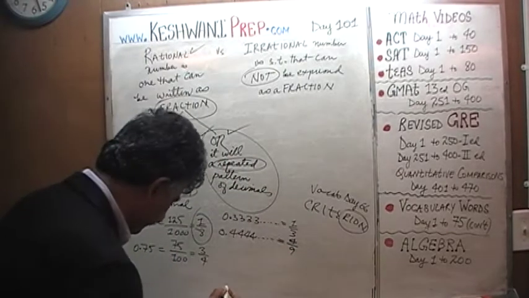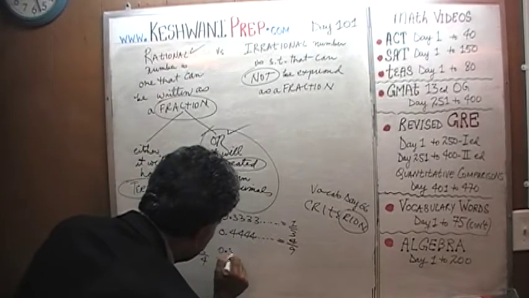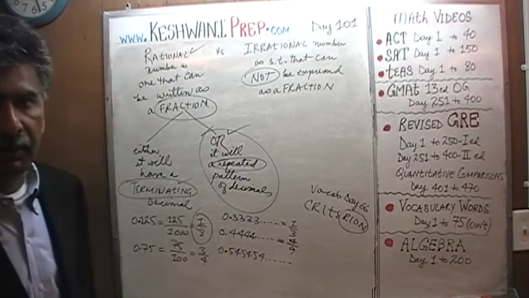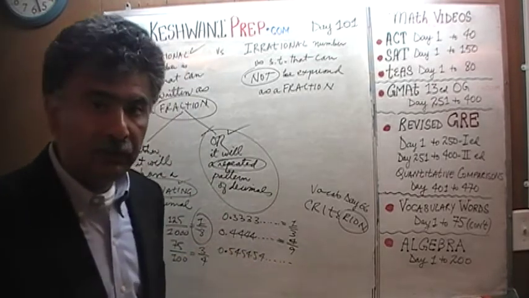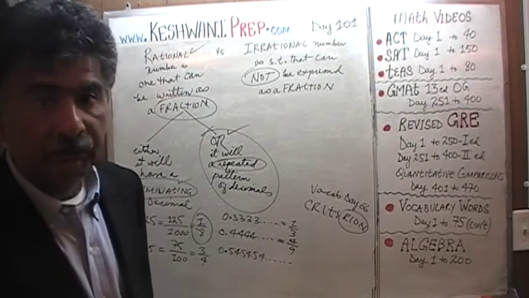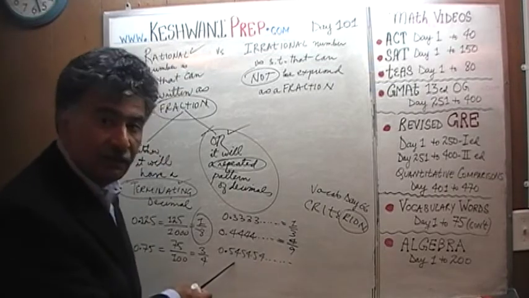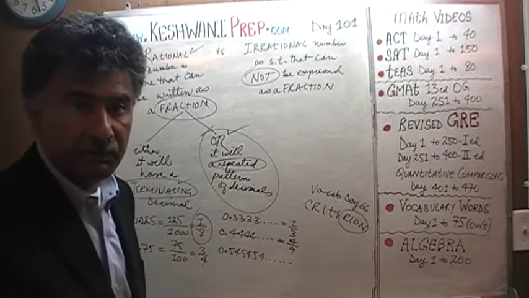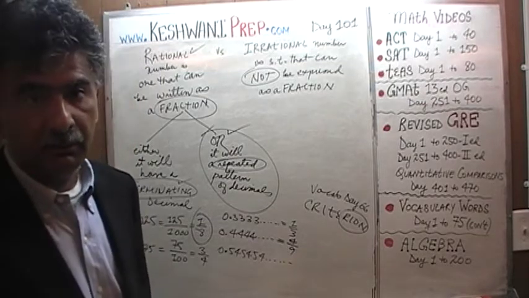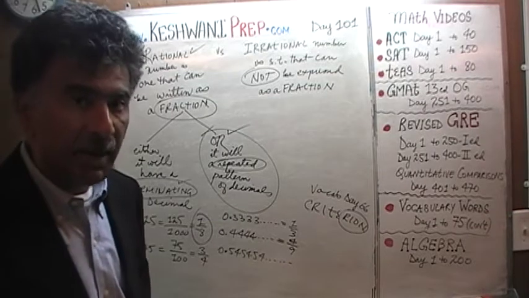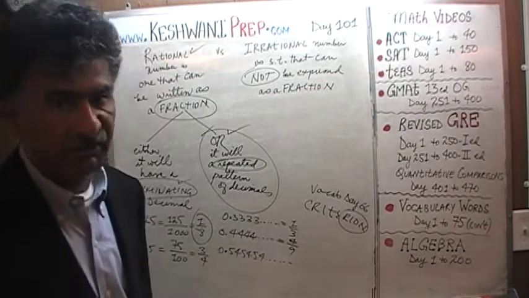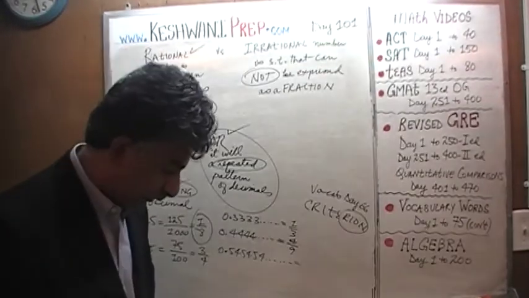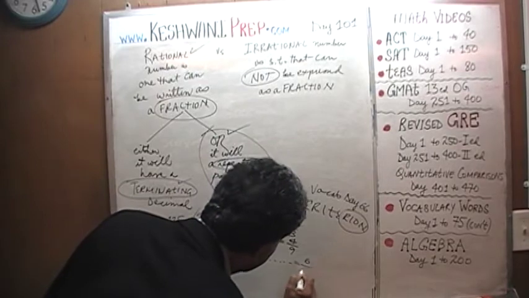Here's another one. How about 0.545454545454 forever and ever? It never ends. Even though it never ends, it is a rational number. Because even though it never ends, it has a clear pattern. 0.545454 repeats. The pattern repeats indefinitely. And because it does have a pattern, this quantity can be expressed as a fraction. In fact, 0.545454 is equal to 6/11.